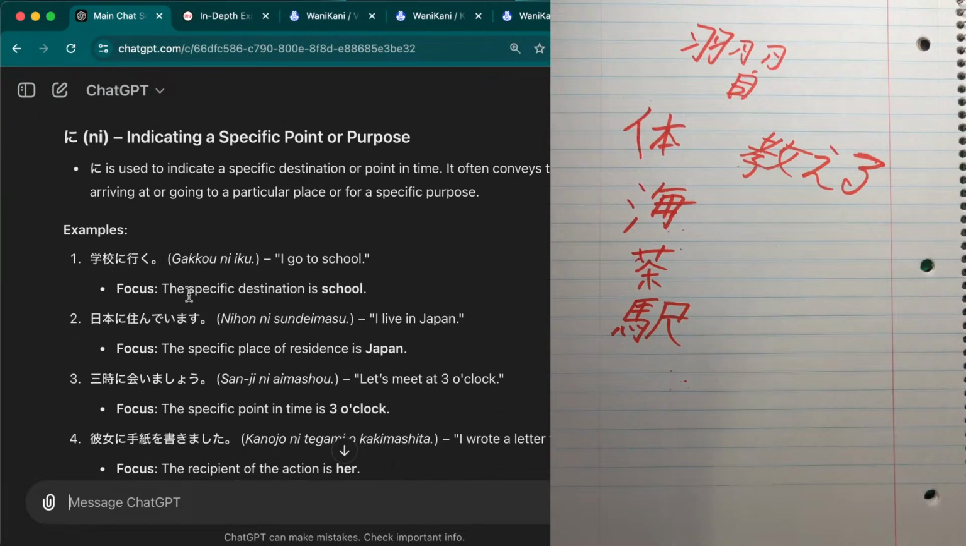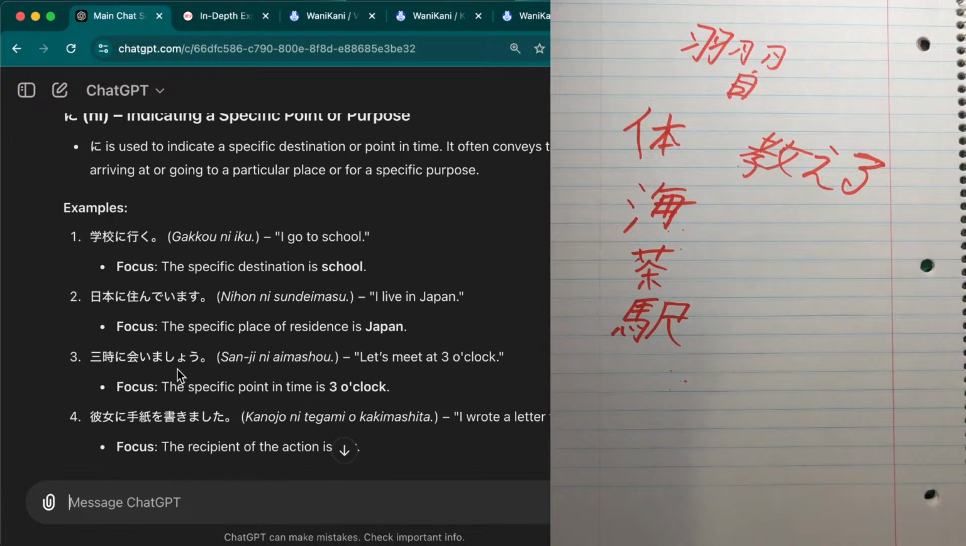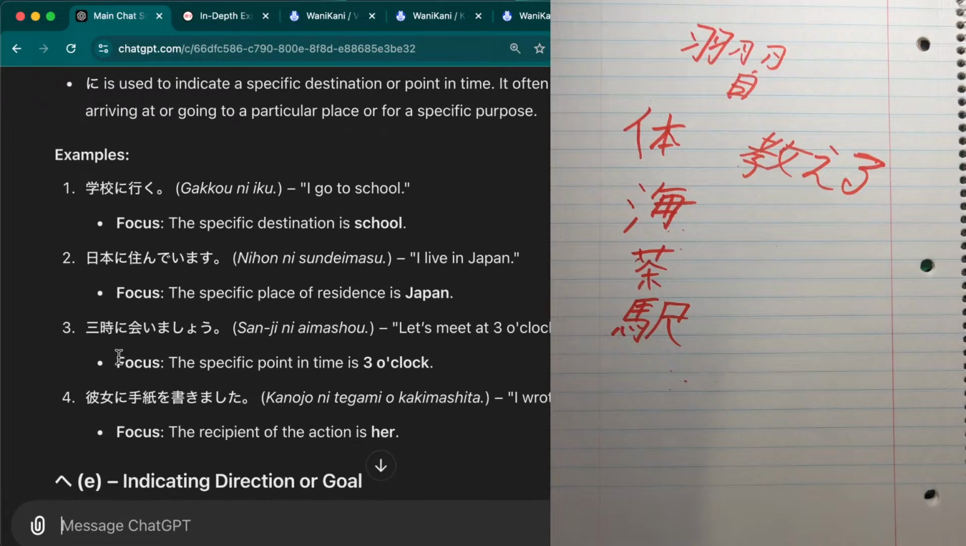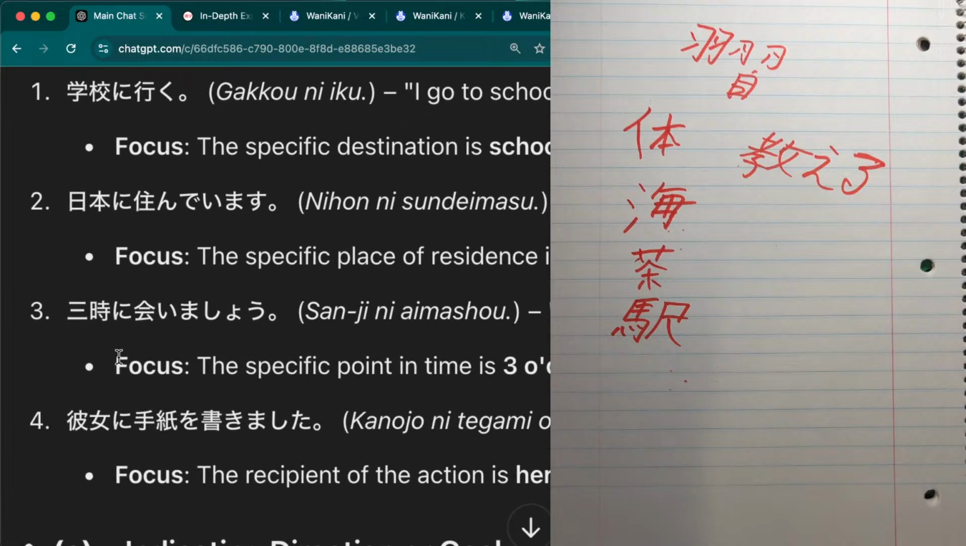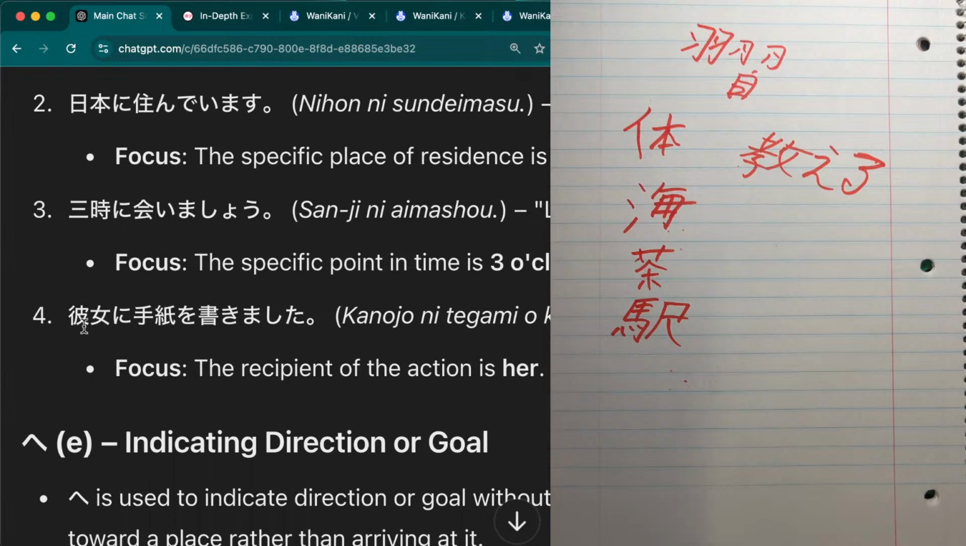学校に行く indicates specific destination, focused on specific place of residence in Japan. 日本に住んでいます. I mean, that makes sense. You would never say e for that one. 3時に会いましょう。彼女に What's this? 手紙を書きました。I actually do know this one. 手紙. The recipient of the action is her.